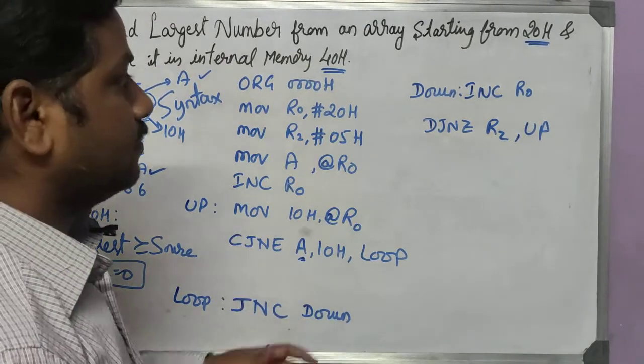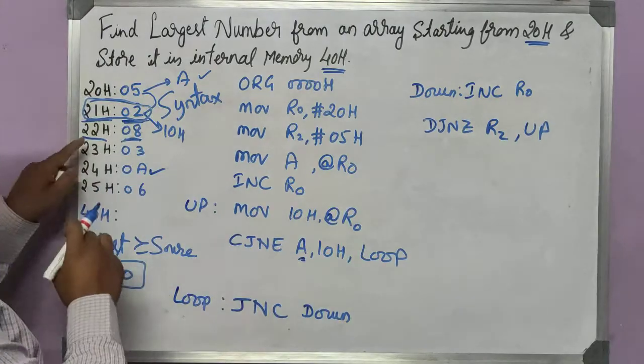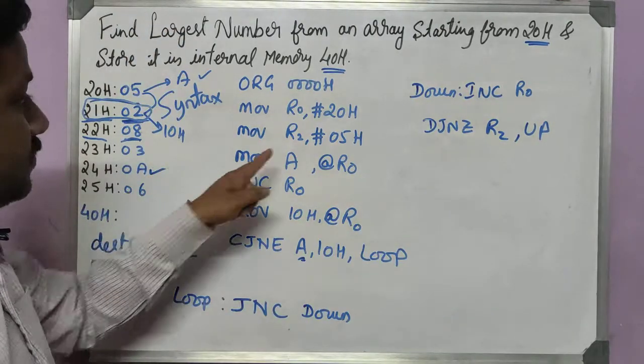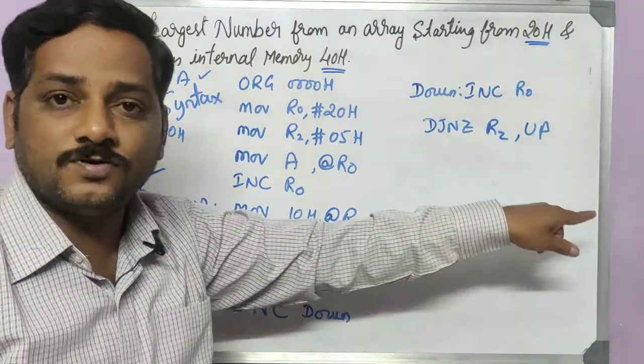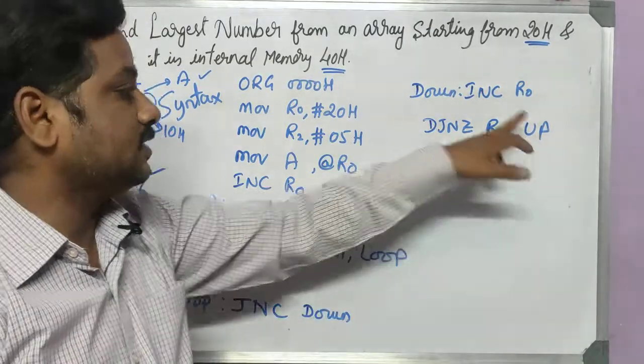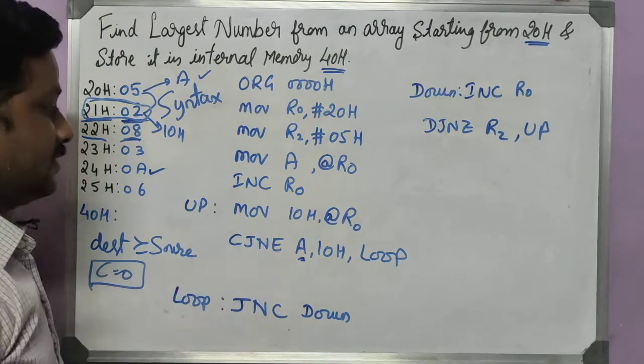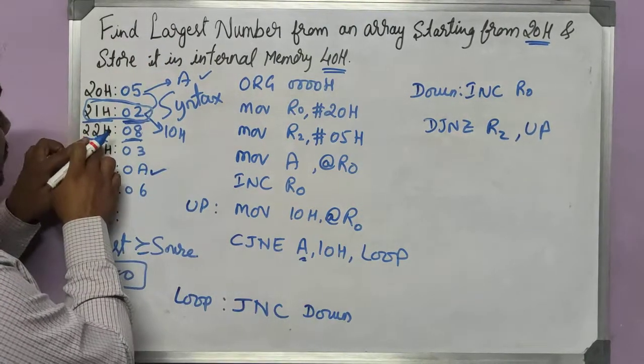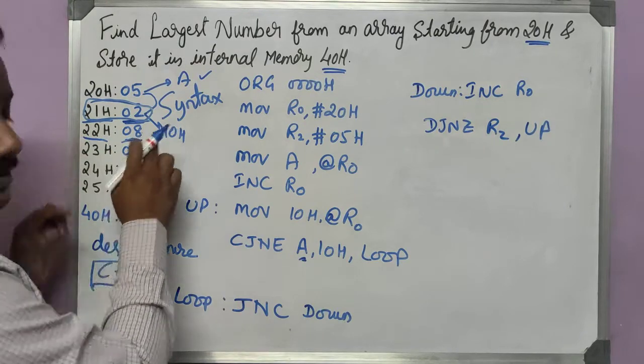So let's see what happens now. Increment R0 means R0 is pointing towards 22H, and now decrementing R2. So R2 will become 4. It was 5. Now it will become 4. It's not 0. So it will come to this line UP. Let's see what happens here. MOV 10H, @R0. So whatever we have at R0, that is 8, it will be given to 10H.